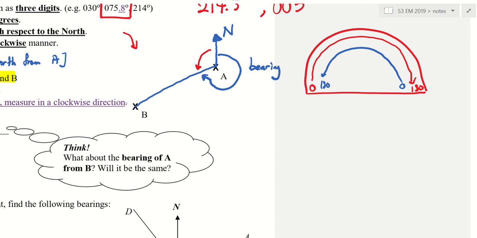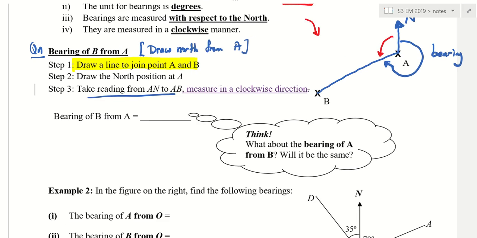But for math purposes, we seldom measure in bearing. We will measure in construction, another topic. Remember the perpendicular bisector, that one? Angle bisector, that one? We will use it there. So let's come back here.